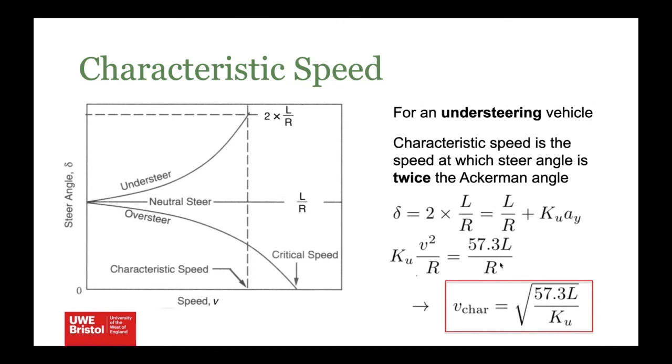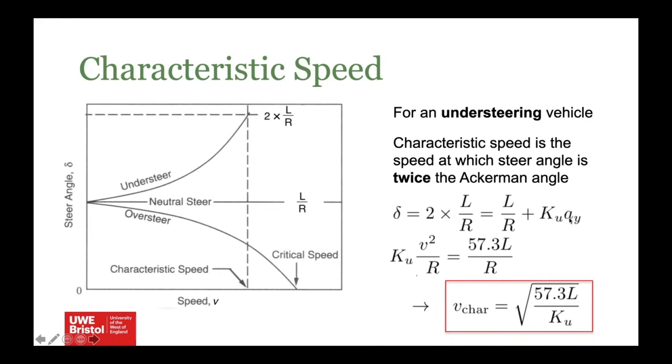Does that make sense? I didn't quite understand. Okay, so we've got an equation here. Delta needs to be 2 times L upon R up here, and that must equal, this is the equation for steer angles, L upon R plus KUAY. So delta, we know what delta is because it's twice the steer angle.